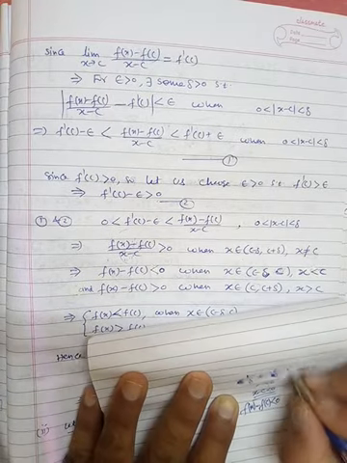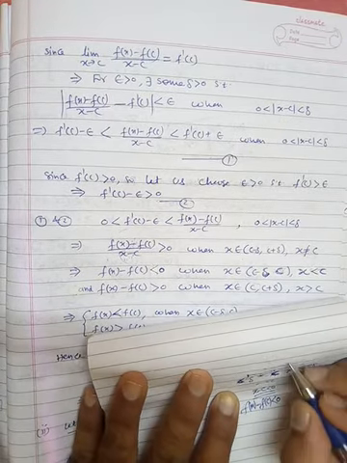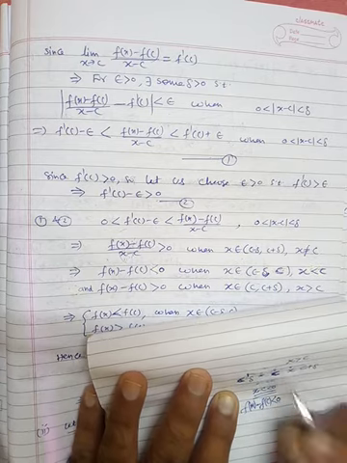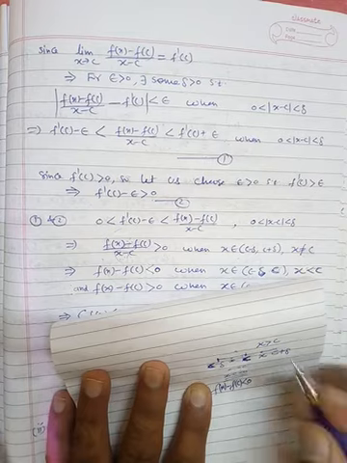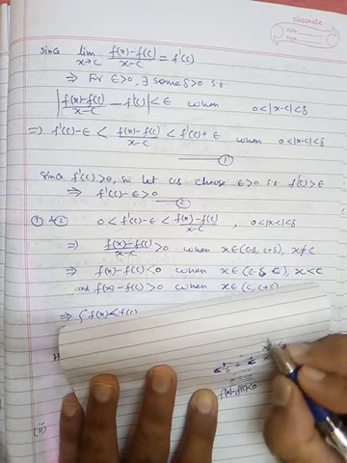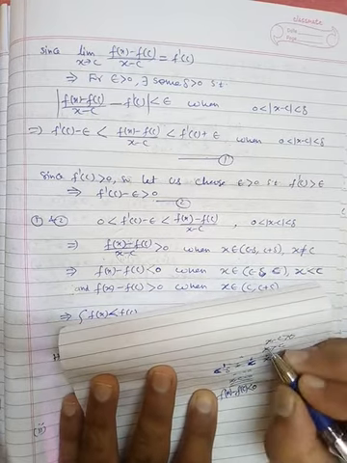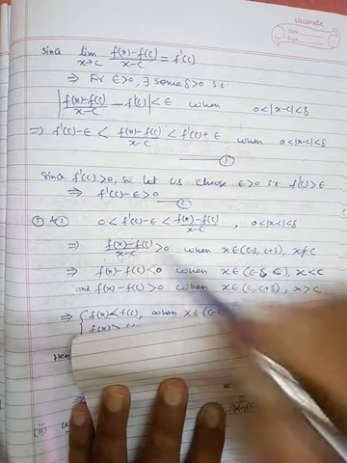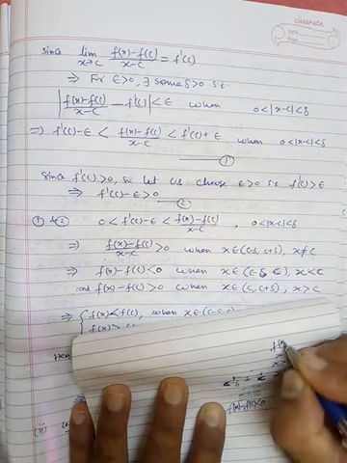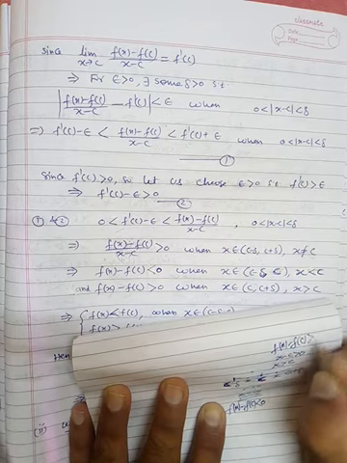Now compare the right hand side. If x is here then obviously x is greater than c. Here in the right hand part x is greater than c, and because this is positive, x minus c is positive. This quantity is now positive, so this should be positive. So f of x minus f of c is also positive.